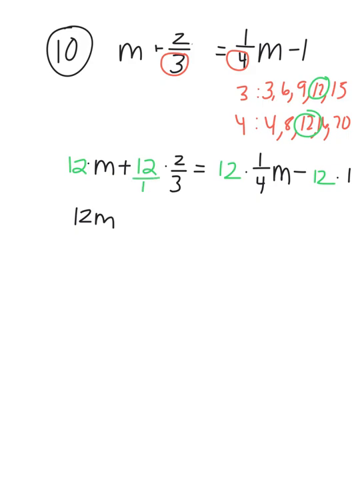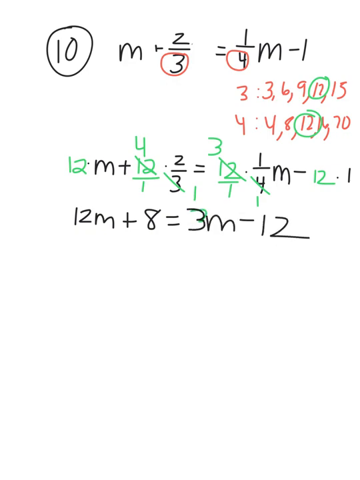If I look on my diagonals, I have a common factor of 3 in both of these. 3 goes into 3 once. 3 goes into 12 4 times. So that turns into 4 times 2, which is 8. And then same thing here. 4 and 12 have a common factor of 4. 4 goes into 4 once and goes into 12 3 times. 3 times 1 is 3m minus 12. Once we get here, it's a regular equation.